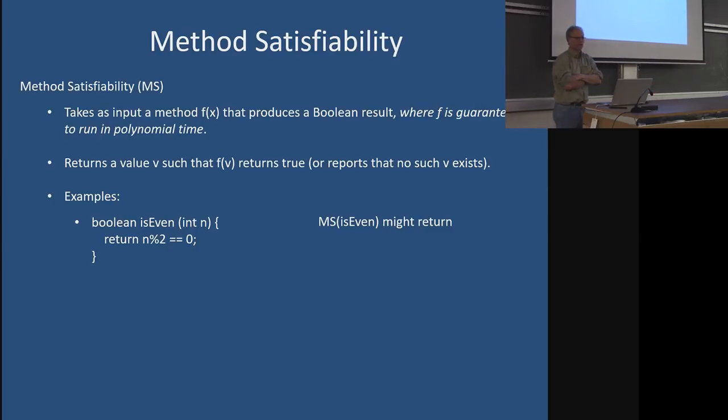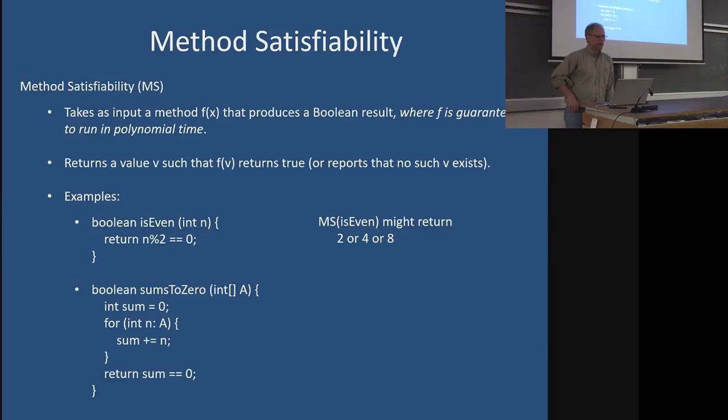What else might MS of is even return? 0. Any even number, right? 2, 4, 8, 10, negative 8. So that's what it does. It somehow looks at the code it gets, or runs the code it gets, or does something with the method it gets, and figures out, somehow, I mean, this would be challenging to implement, a parameter. It gives you back something you can feed to the original function so that it will return true.